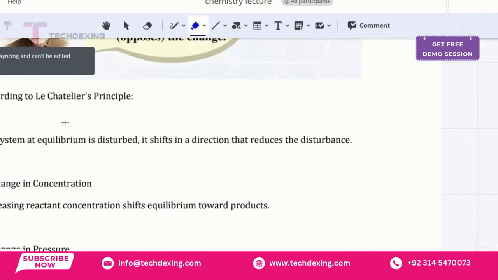Whenever the equilibrium is disturbed, whether with the concentration, the temperature, or anything else that is affecting the equilibrium, it will not be converting properly, and the chemical equilibrium will not be obtained.